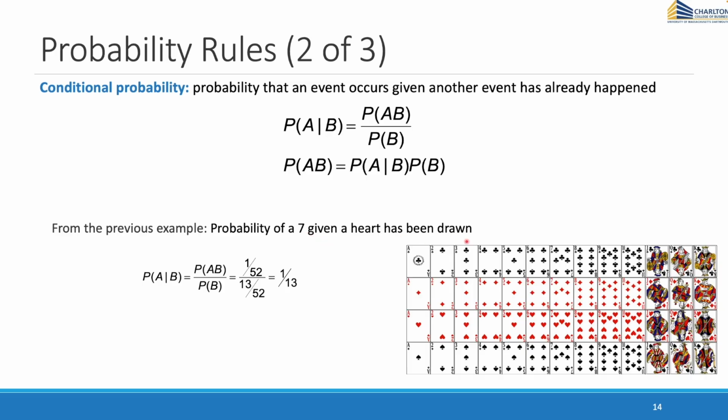This "given that a heart has been drawn" is the condition, and we are basically looking at the probability of having a 7 out of all the heart cards. So the probability of getting a heart and 7 is only one card, 1 out of 52, divided by the probability of the condition, getting heart cards, which is 13 cards out of 52. If we calculate that, it would be 1 out of 13. There is only one 7 of hearts out of 13 heart cards.